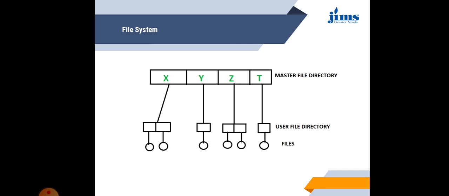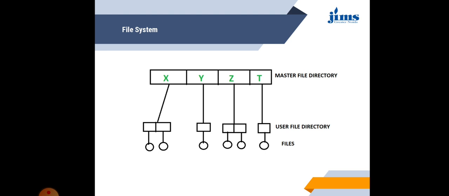So these are the directories I am talking about, folders. Suppose that these are the folders. So I can say that X, Y, Z and T are the master file directory. Master file directory means these are the main folders. In them, sub folders are created, and in these folders, the files are written. So with the use of this figure, we can know that X, Y, Z and T are the four directories, which are the main folders.